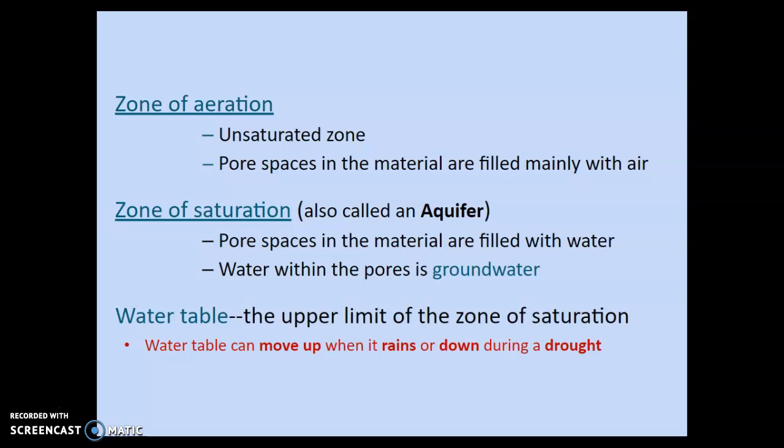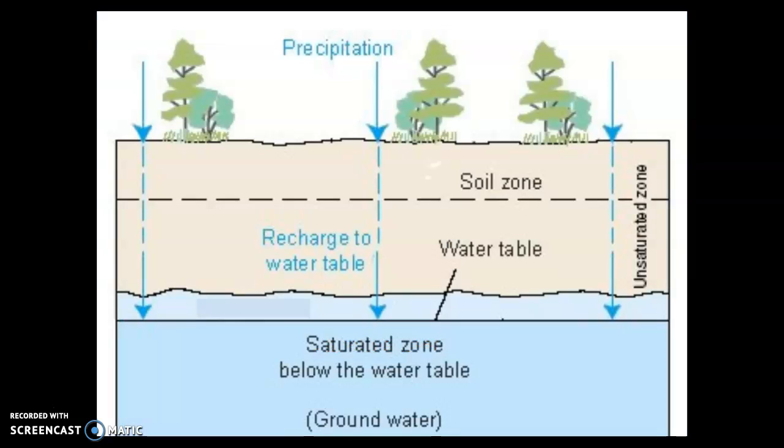The zone of saturation, if something is saturated, it's full. So this is also called an aquifer. This is where the pore spaces in the material are filled with water. So water within those pores underneath the surface is known as groundwater. So the water table itself is the upper limit of the zone of saturation. Okay, so it's just where the water sits underneath the ground. Okay, so the water table can actually move up when it rains or down during a drought.